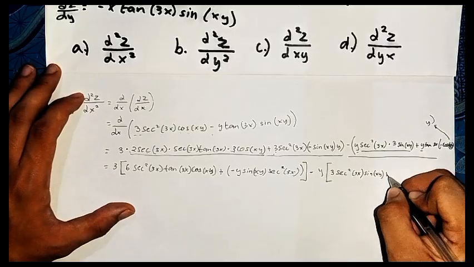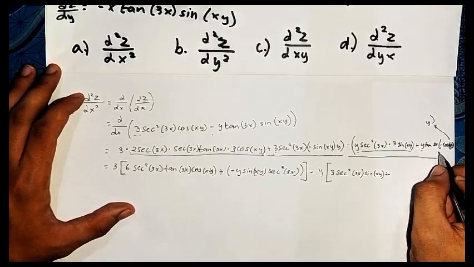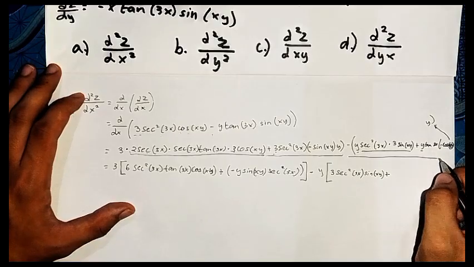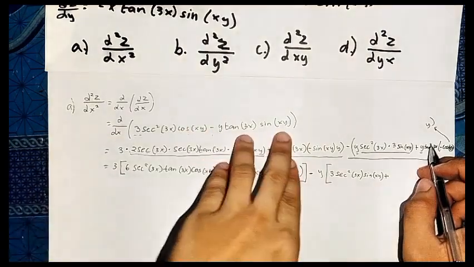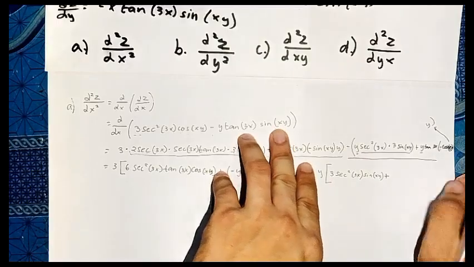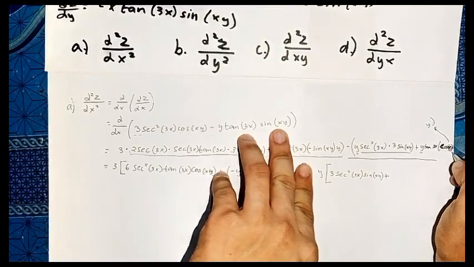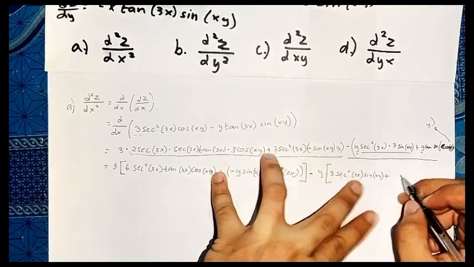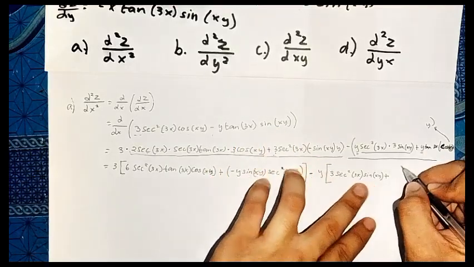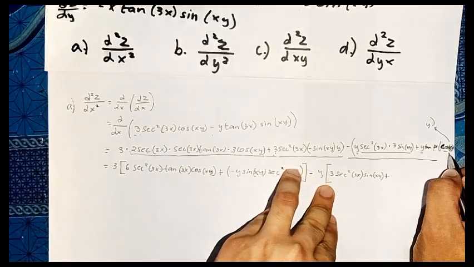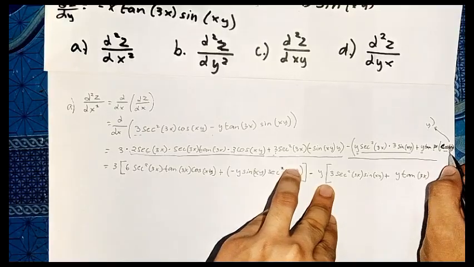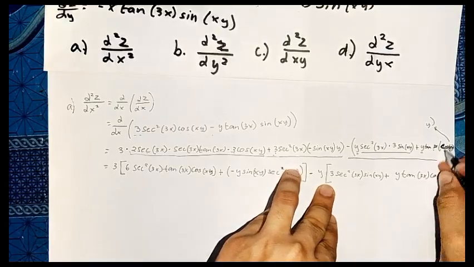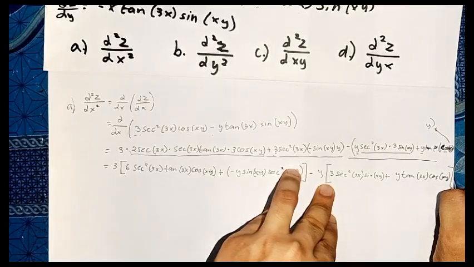plus we have y tan 3x. Wait, not negative cosine xy. The derivative of sine xy is cosine. So, this should not be negative. It's cosine xy. Meaning, plus, factor out this y. Just tan 3x times cosine xy times y. So, we have y tan 3x times cosine xy. Am I right?